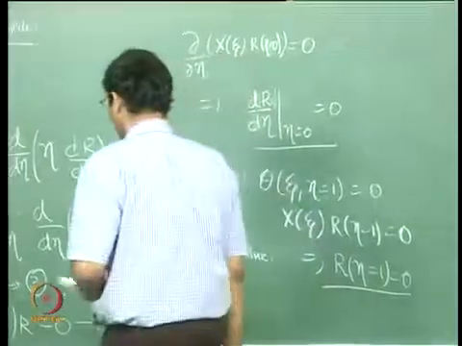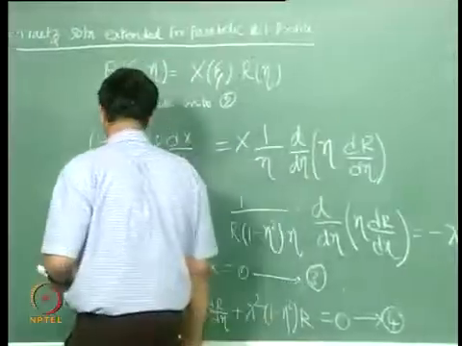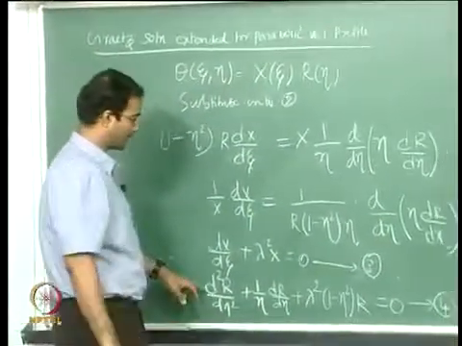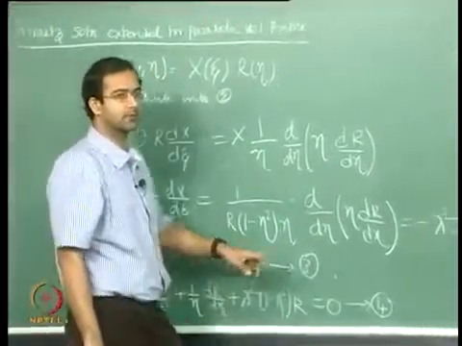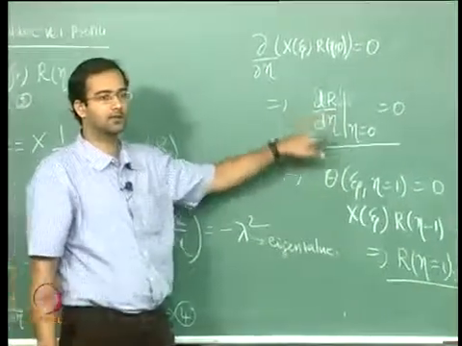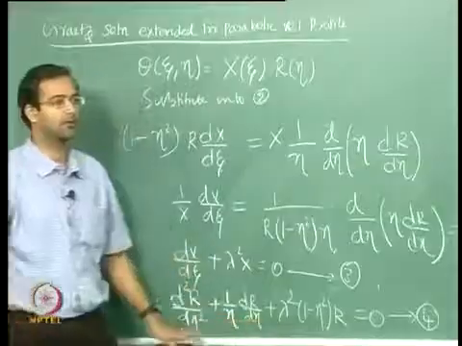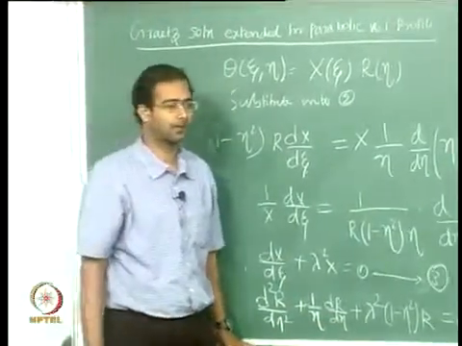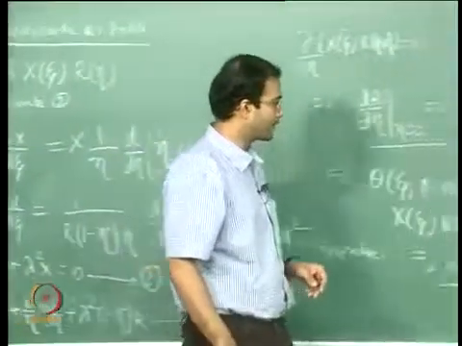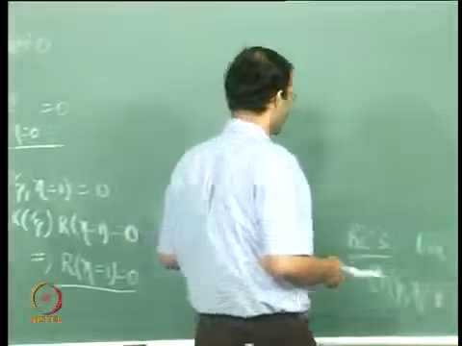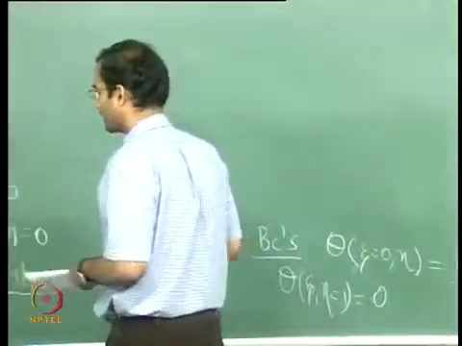So to solve the eigenvalue problem, now you can see that the eigenvalue problem has two homogeneous boundary conditions with respect to eta. So therefore equation number 4 is the eigenvalue problem which I have to solve and apply the boundary conditions. Now if you look at equation number 4, what kind of an equation is that?